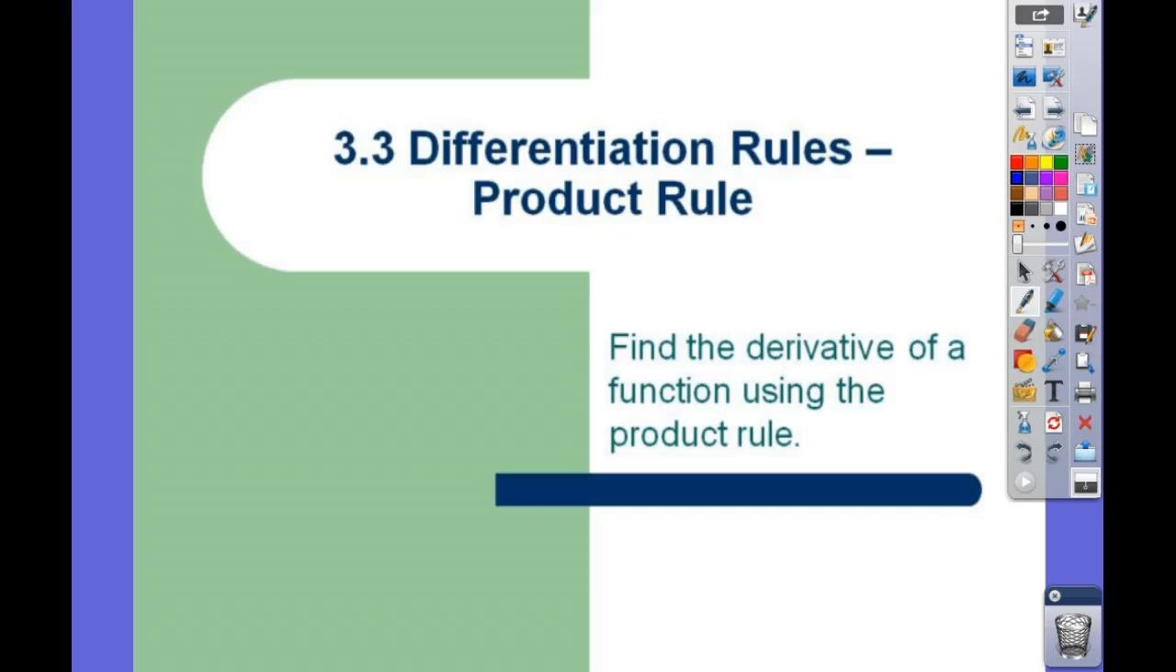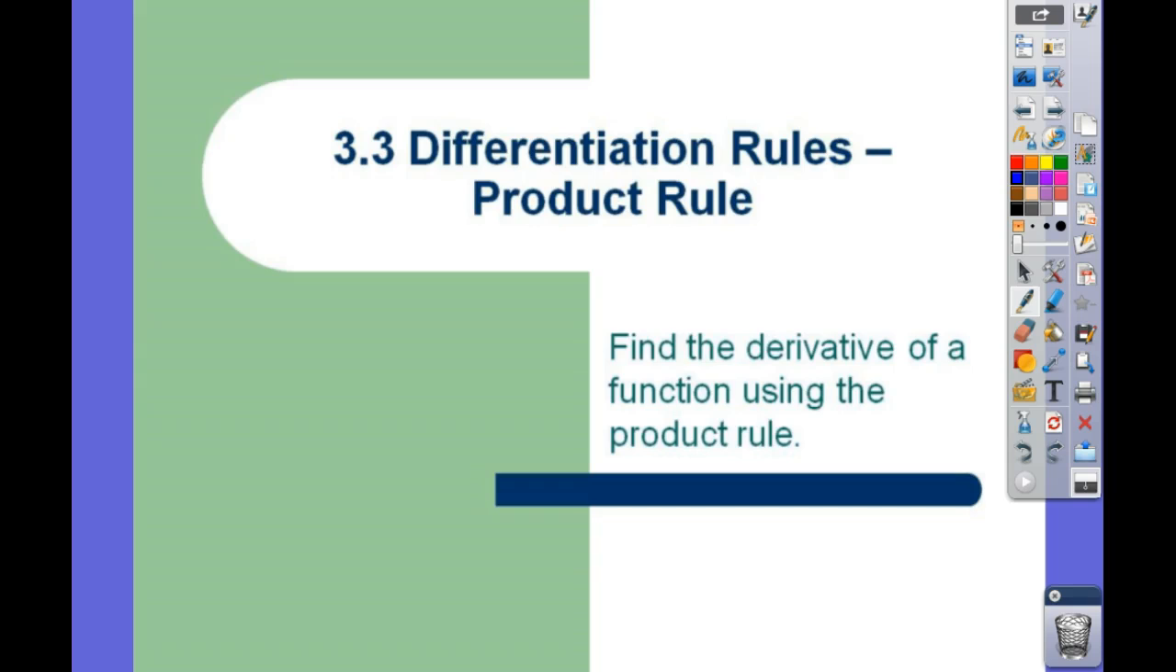So yesterday we focused on the power rule, and we learned that if you have a function raised to the nth power, you bring the power down in front and you subtract 1 from that power. So that created n times x to the n minus 1. That is our power rule.